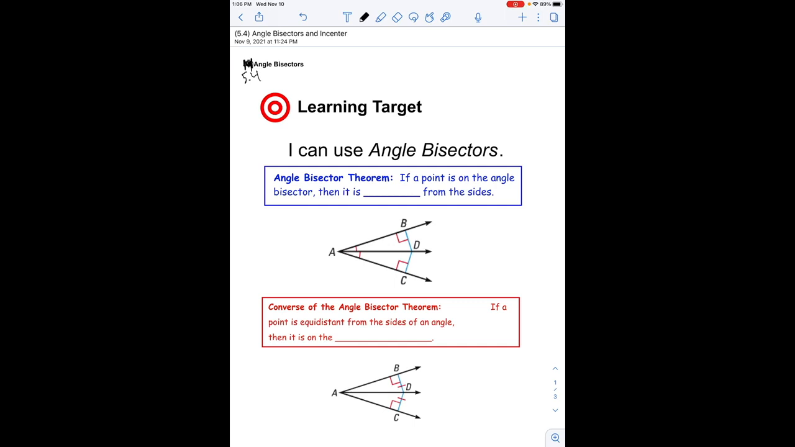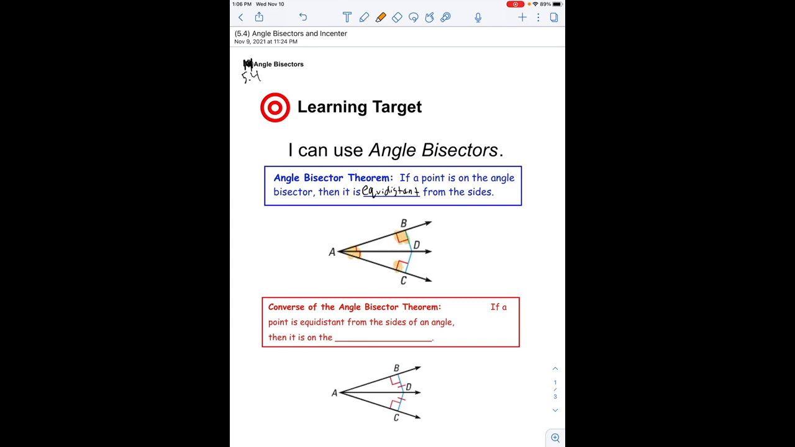All right, 5.4 angle bisectors. Angle bisector theorem: if a point is on the angle bisector, then it is equidistant from the sides. So that just means equal distance or the same.